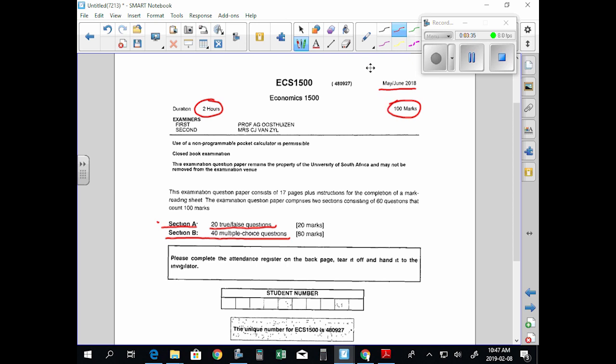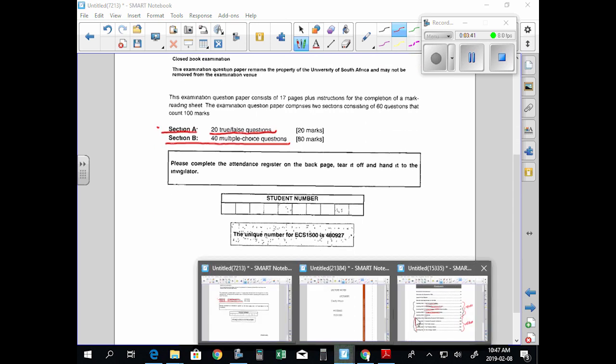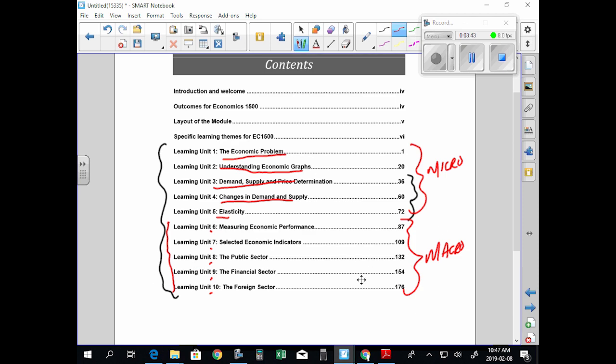So that is all in terms of the introduction to this module. It's a very simple module. It's straightforward. There isn't much that is going to be confusing. Maybe learning units 3 and 4 might have new concepts, talking about the graphs, but we are going to go through them and you will find out that there's nothing really much there.